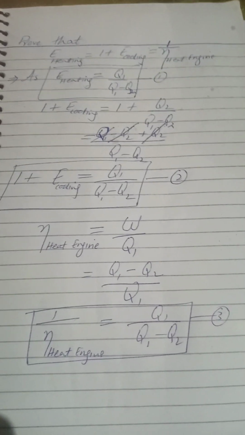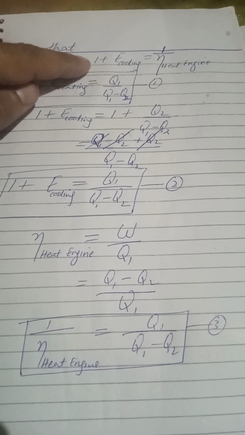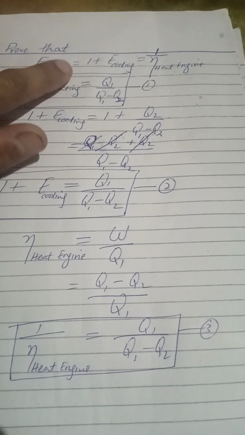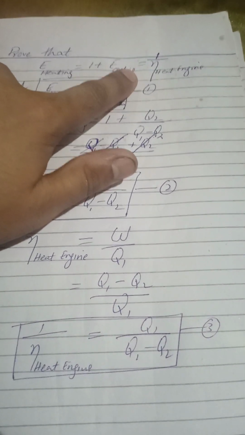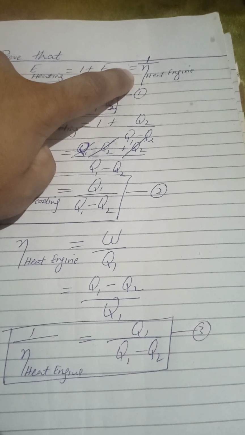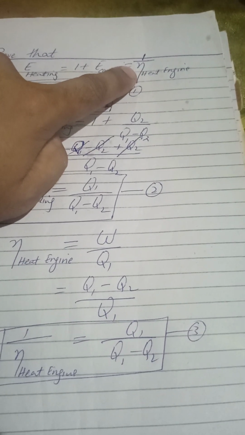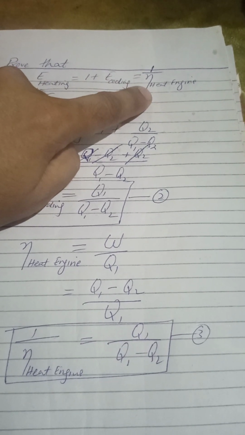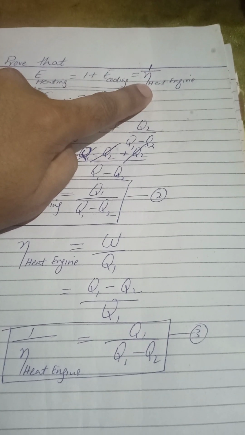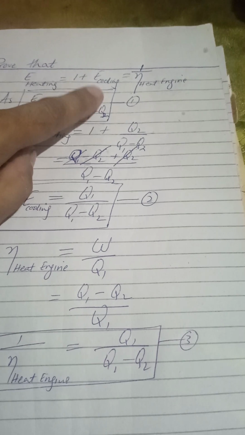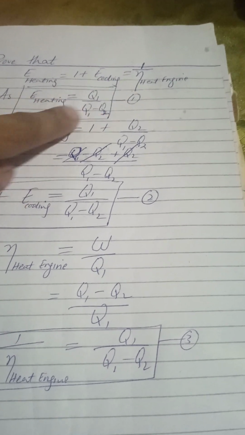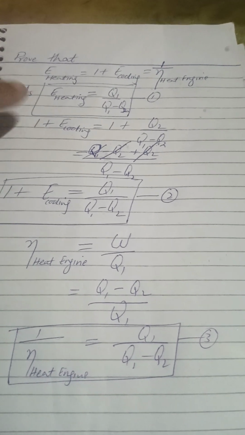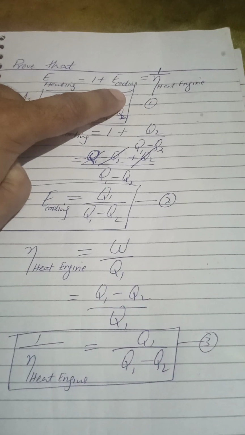Today we are going to prove a relationship between three quantities. Number one is E heating, and then we have 1 plus E cooling. We need to prove that E heating is equal to 1 plus E cooling, and further that these two are equal to 1 over the efficiency of a heat engine. If we take the inverse of the efficiency of a heat engine, we get an expression which is equal to either 1 plus E cooling, or E heating.